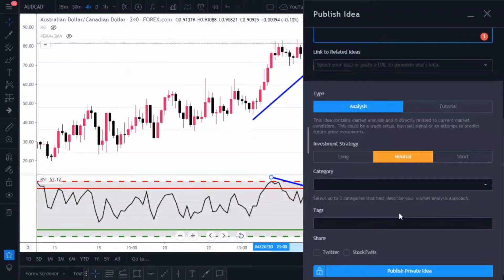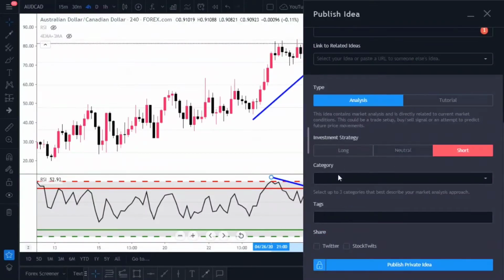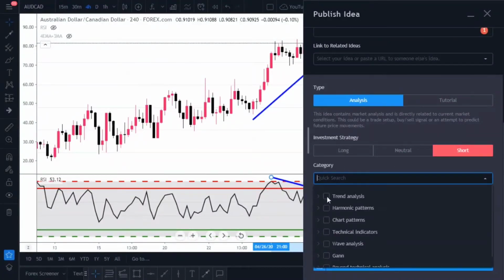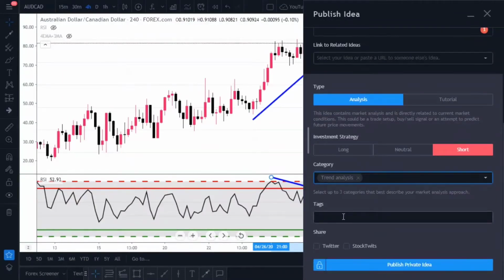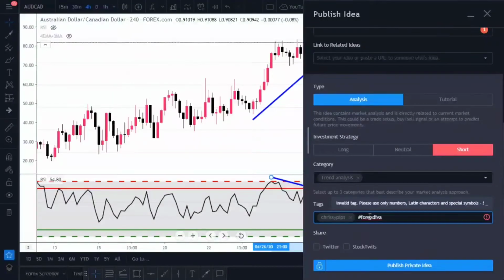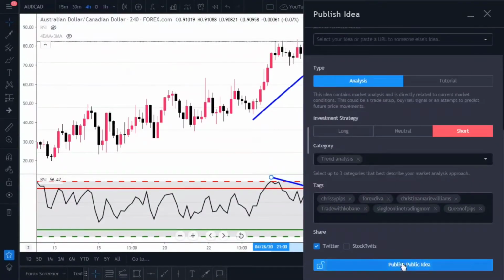So we'll go down here, we'll put analysis, normal. This is setting up for a short, so it's setting up to drop. The category is going to be trend analysis. Let's do tags, hashtag. And I do suggest, I keep telling y'all this, I suggest for you to use tags, okay? Tags. If you are already following me on Twitter, then it's going to be posted there, and it will publish this as a public idea.